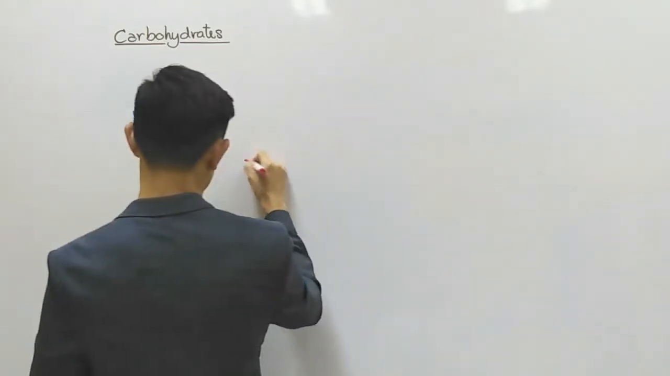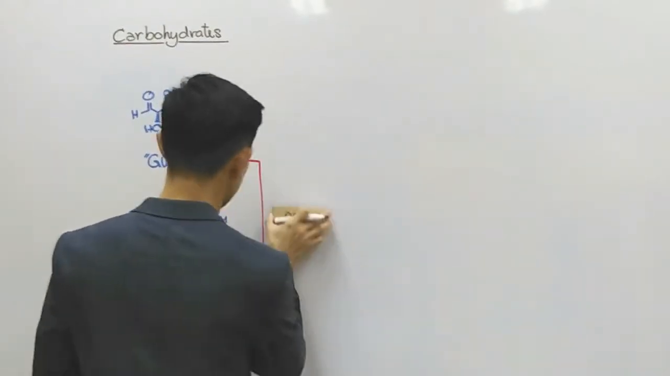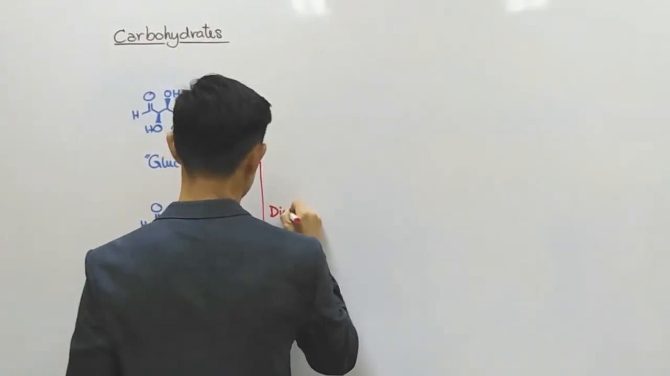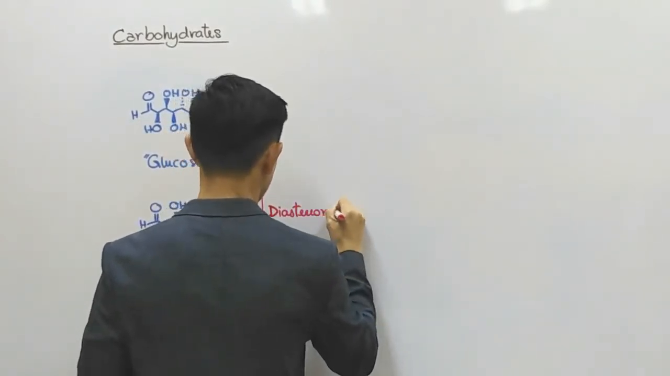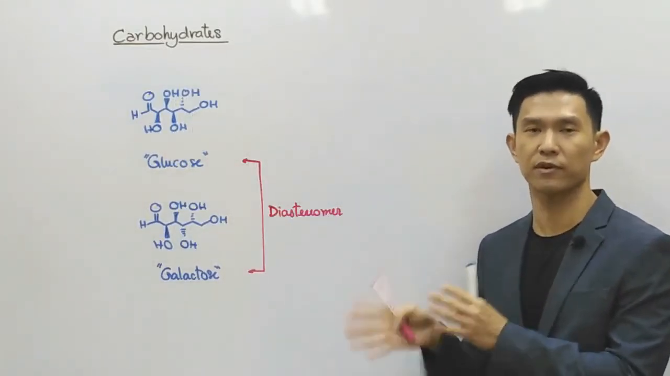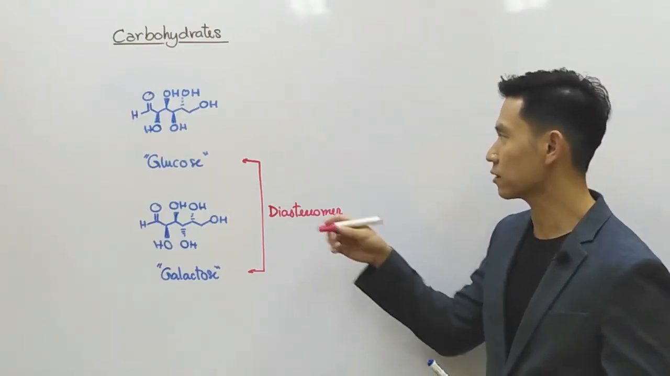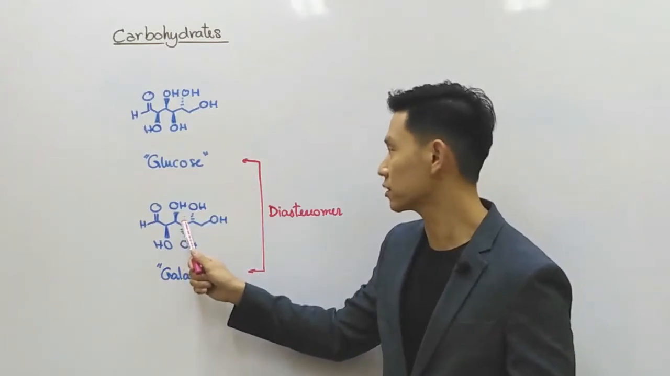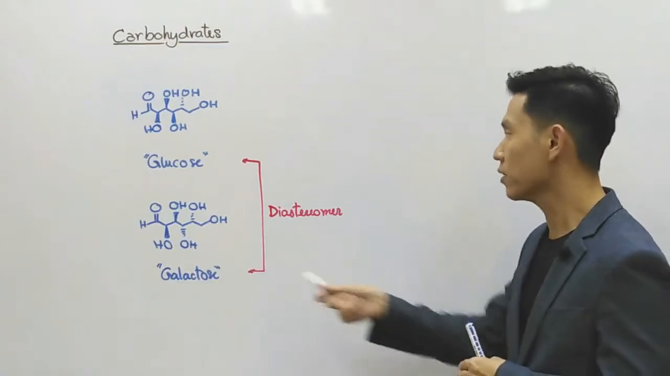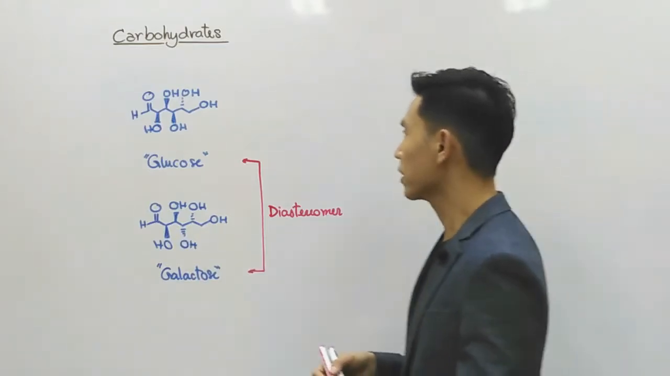So all of these, like glucose and galactose, the relationship between these 2 isomers is called diastereomer. Because these 2 are stereoisomers, but it's not a complete mirror image of themselves. It is the mirror image on just carbon number 4. So instead of calling this an enantiomer, we call this a diastereomer.